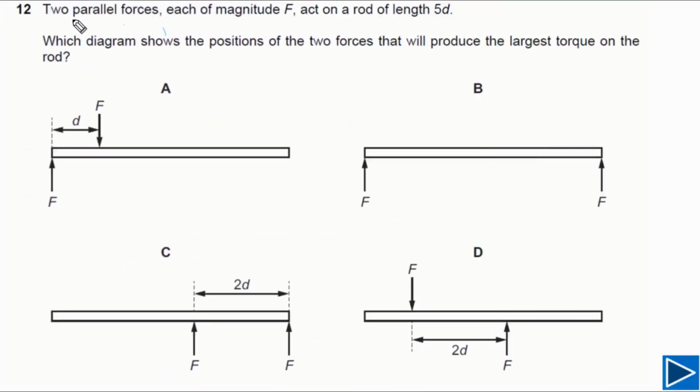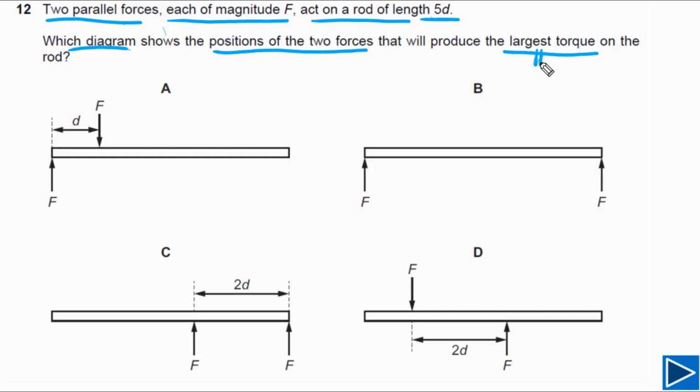For question number 12, it is given to us that there are two parallel forces, each of magnitude F, acting on a rod of length 5d. Which diagram shows the positions of the two forces that will produce the largest torque on the rod?